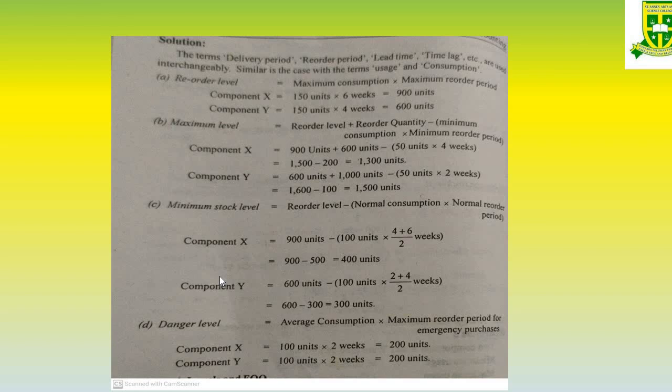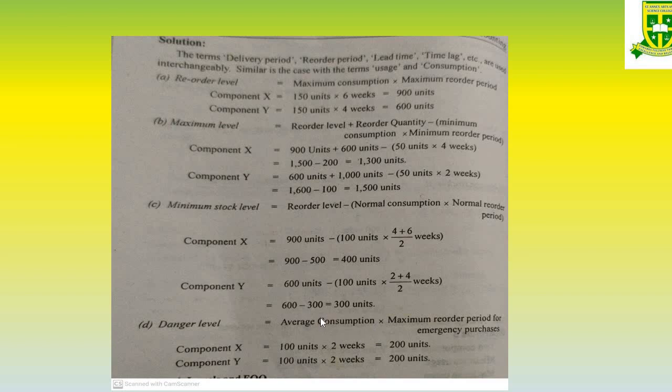In this question they have not asked for the average stock level to be maintained. If they ask this extra question, I have told the formula already: minimum stock level plus maximum stock level divided by 2. What is the minimum stock level? Sorry, the minimum stock level is 300, and the maximum stock level is 1500. So 1500 plus 300 is 1800, divided by 2, which is 900 units. That will be your average stock level.